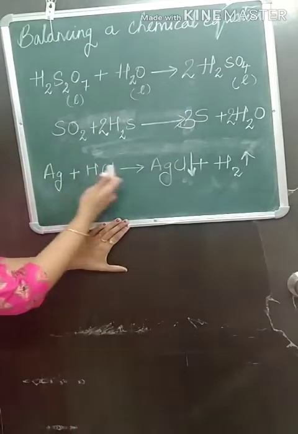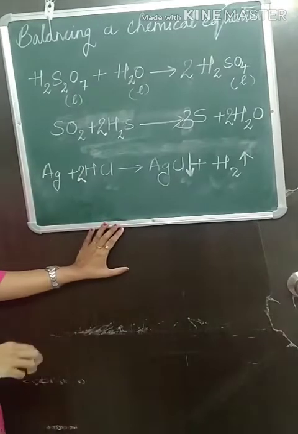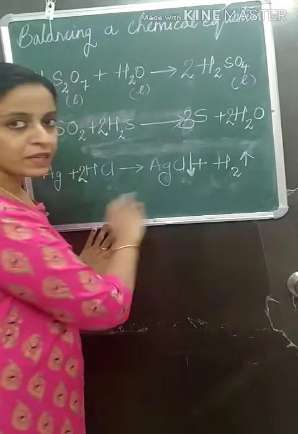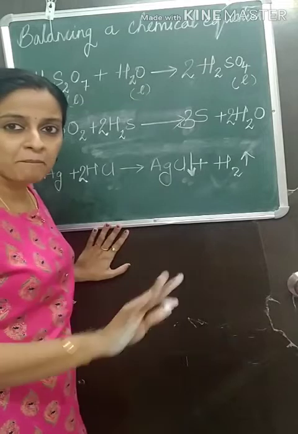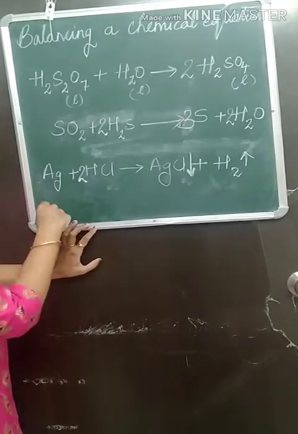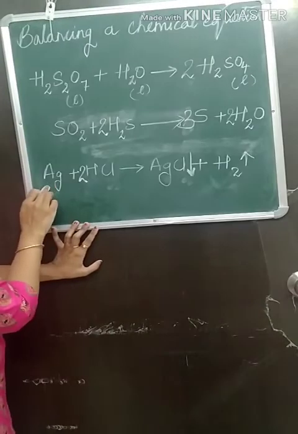So what we will do? We will write a 2 here. Okay. So hydrogen is happy. Now again it is imbalanced. We will again go to the metal side. Silver here is 1.